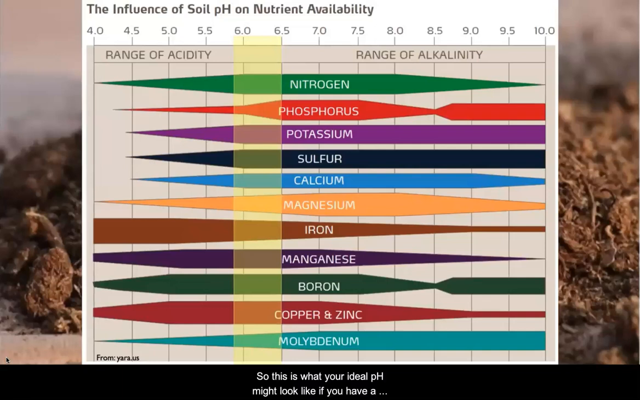So this is what your ideal pH might look like if you have a high organic soil. Again, it's just that range from about 5.8 to 6.5, and that's what that yellow band here represents.